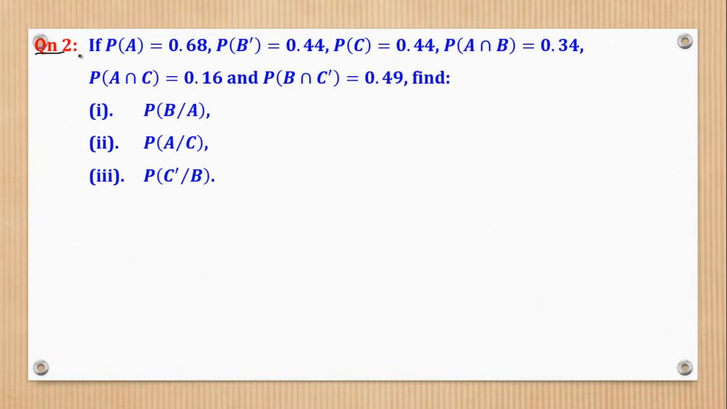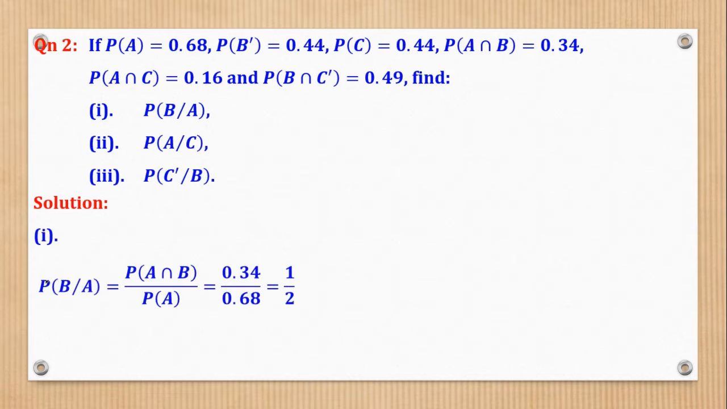Question 2 says, if probability of A is 0.68, probability of B complement is 0.44, probability of C is 0.44, probability of A intersection B is 0.34, probability of A intersection C is 0.16, and probability of B intersection C complement is 0.49, find this, this, and that. Let's start with Roman 1, probability of B/A. The numerator is the intersection, and the denominator is what has already occurred. So substitute the intersection and probability of A to give you a half, which they want.